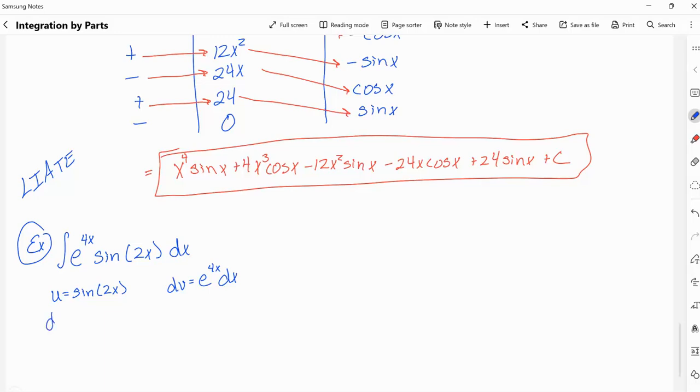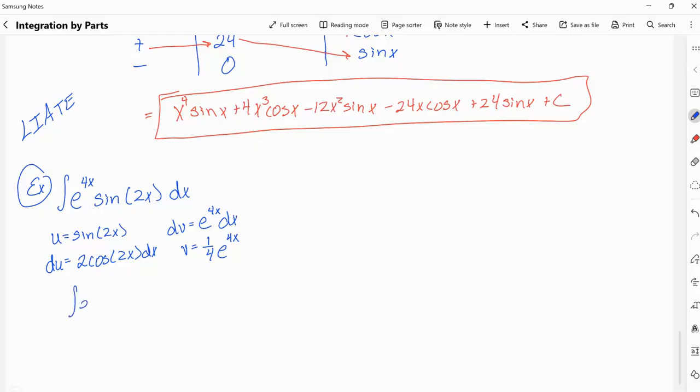So let's find du. The derivative of sine is cosine. The derivative of the angle is 2. And then let's find dv. So if I integrate this, remember that's going to be a u substitution. We would need a 4 and we would compensate with a 1/4. So v would be 1/4 e to the 4x.